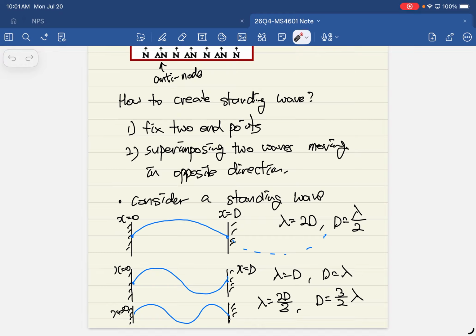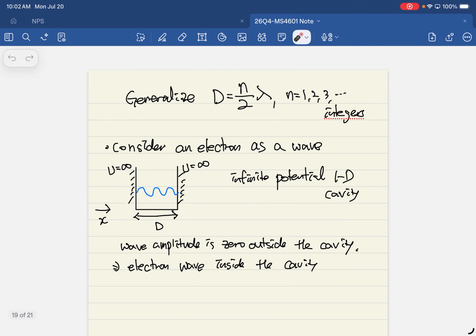For example, this is the wave that has the longest wavelength, because in this case we are fitting a half wavelength into the cavity. The next longest wavelength is this one, one full cycle, and it keeps going on. If we generalize this, we get this expression, where lambda is the wavelength and D is the cavity width. The cavity width and wavelength have this relationship.